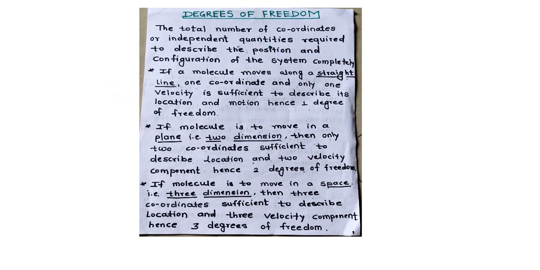So, what is the degrees of freedom? The total number of coordinates or independent quantities required to describe the position and configuration of the system completely. It is the degrees of freedom. If a molecule moves along a straight line, one coordinate and only one velocity is sufficient to describe its location and motion. Hence, 1 degree of freedom.